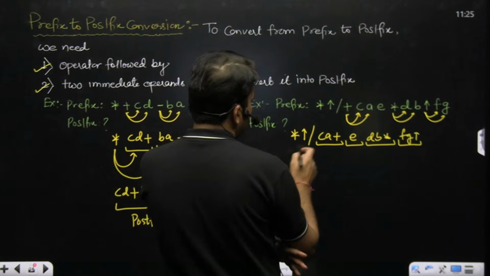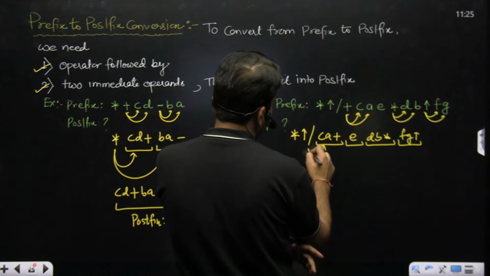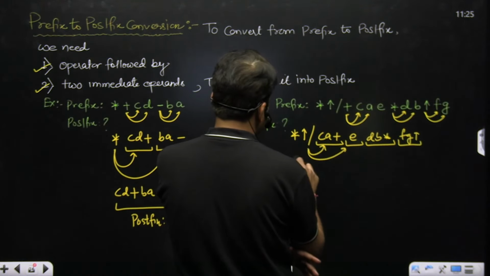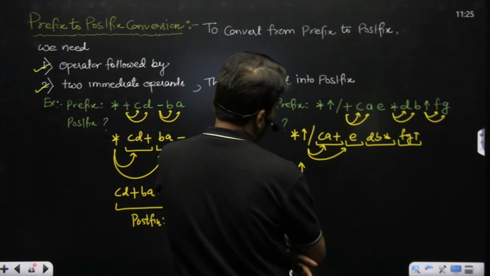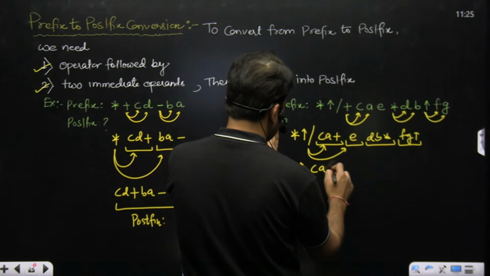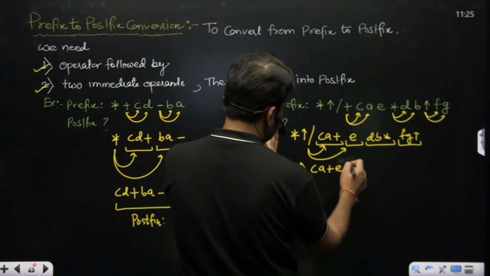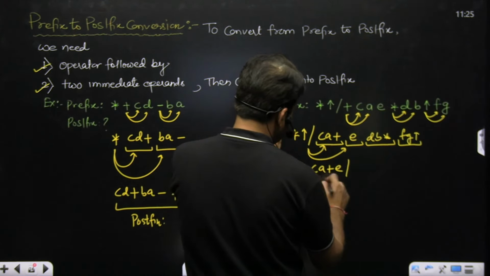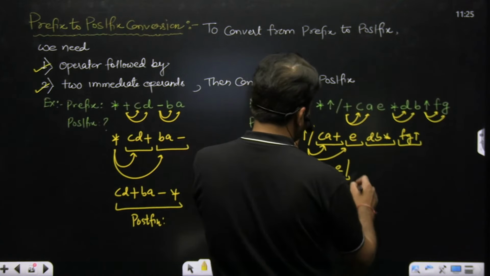After this is an operator, check the two immediate operands. So what is the answer here? The answer is CA plus E, and after this convert into postfix. So this is a single operand. Understood?